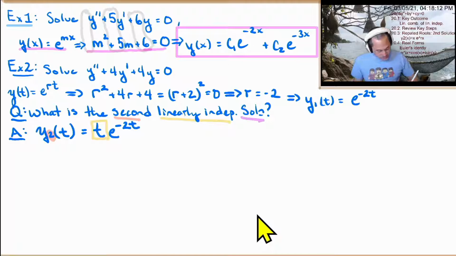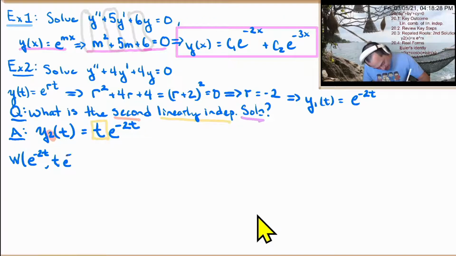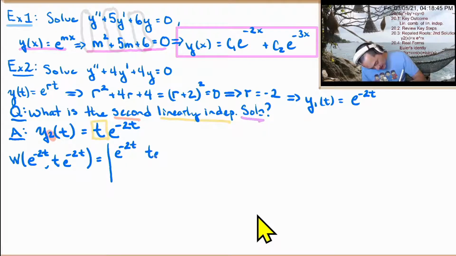So let's address the linear independence first. Since we just came from linear independence, I'm going to form a Wronskian where I have e to the -2t for y1, and then te to the -2t for y2. That is going to be the determinant of e to the -2t, te to the -2t.